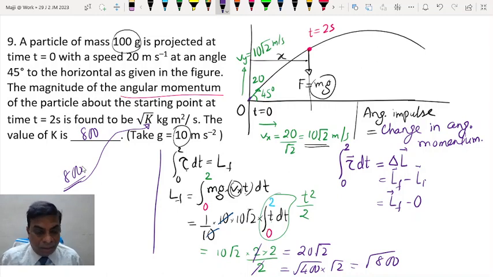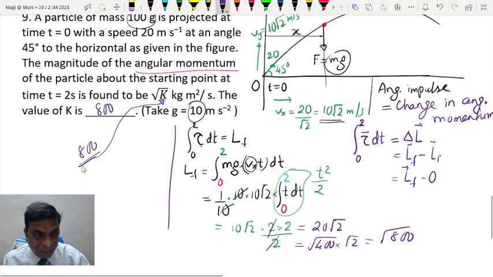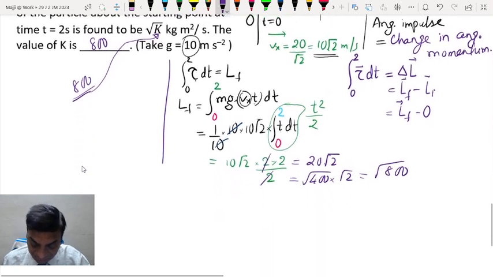The other method, which is the usual method, students usually are tempted to solve by the other method which I am about to show you. But that will be a bit lengthy. Let us solve that. Okay.